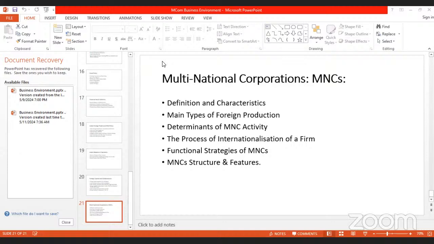Quickly revise them. Decentralized operations are there. Then integrated supply chains are there. Cross-cultural management is very effective.